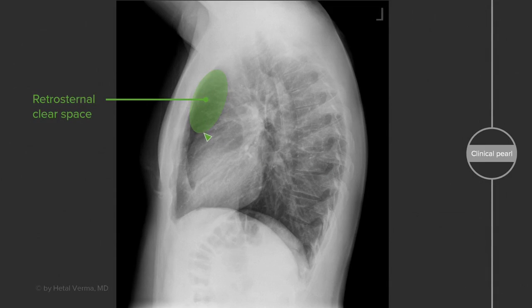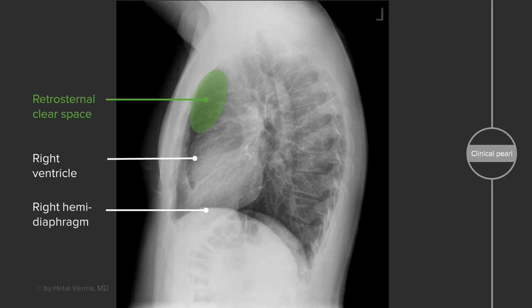We should have a retrosternal clear space. So right here, we have the bony sternum. And then just behind it, you should have an air-filled space between the sternum and the heart and mediastinum. The anterior aspect of the heart on a lateral view represents the right ventricle.